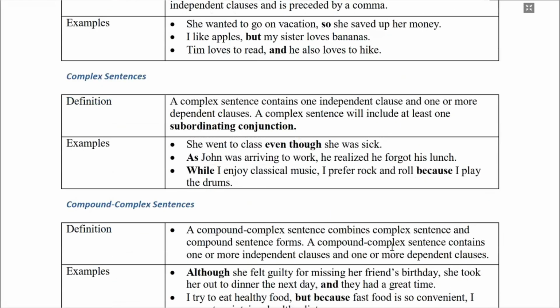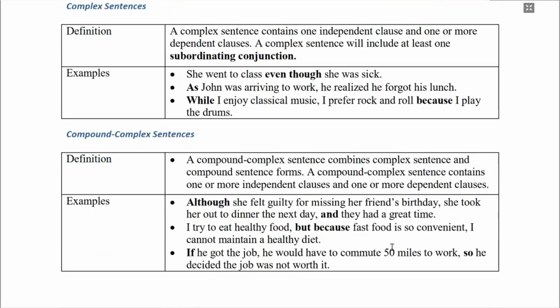The last type of sentence that we have is what is called compound-complex sentence. From the words compound-complex, we talk about compound, we talk about complex. So a compound-complex sentence combines the complex and compound sentence forms. Yes, so that means it contains two or more independent clauses and one or more dependent clauses. Although she felt guilty for missing her friend's birthday, she took her out to dinner the next day and they had a great time. You can see that.